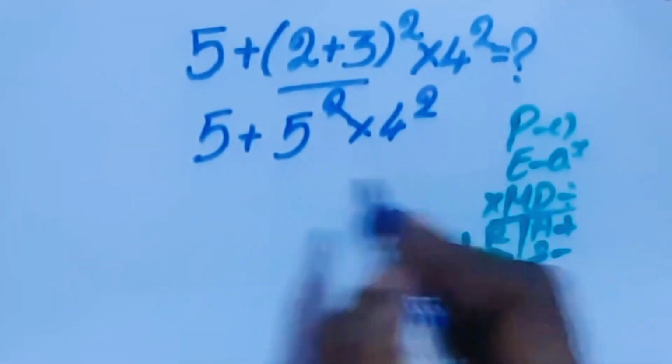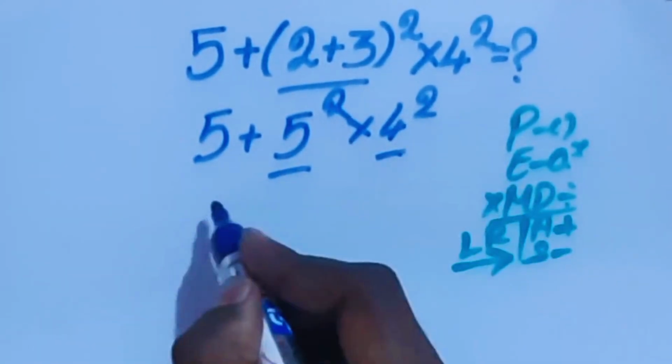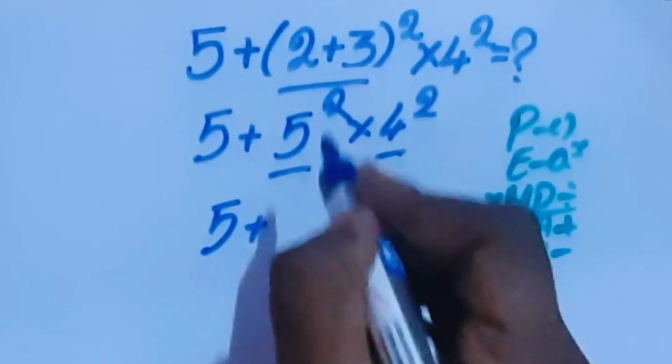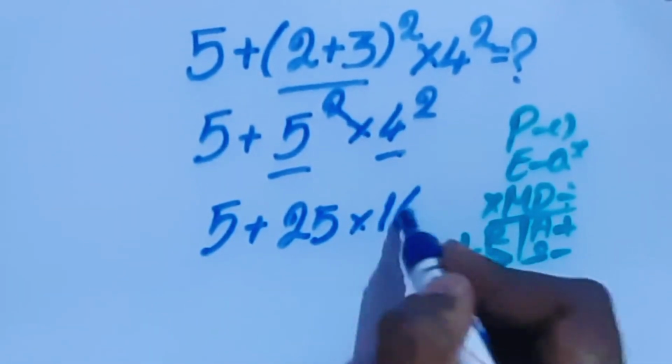The next priority is exponent. We have exponents here, 5 square and 4 square. We have to do both. 5 plus 5 square is 25, times 4 square is 16.